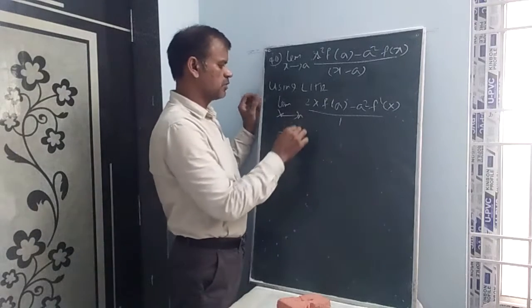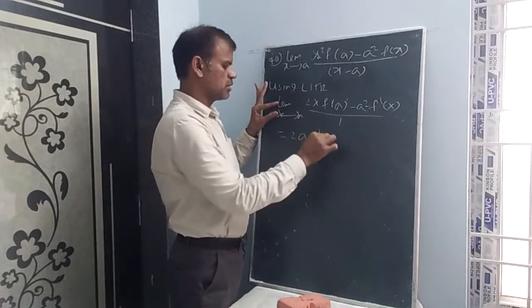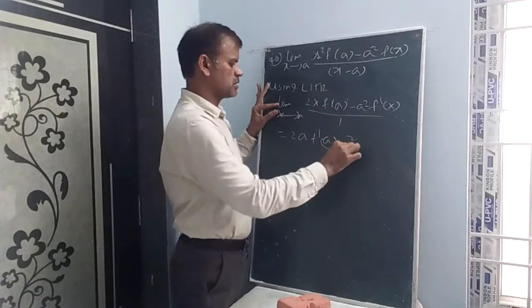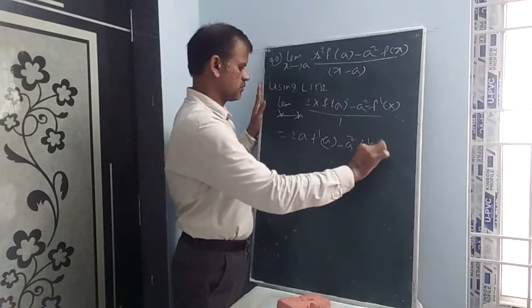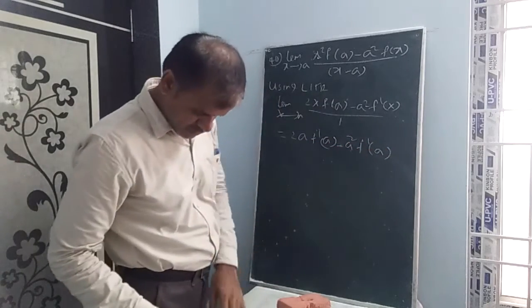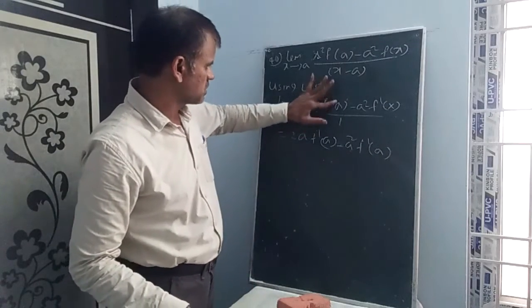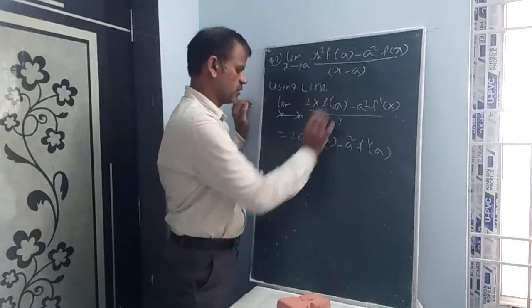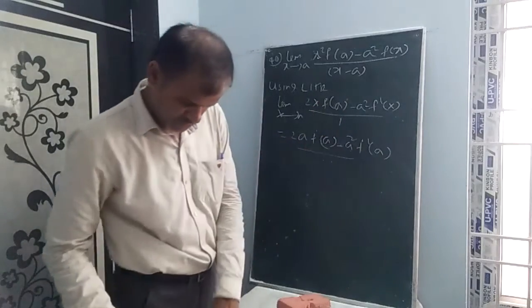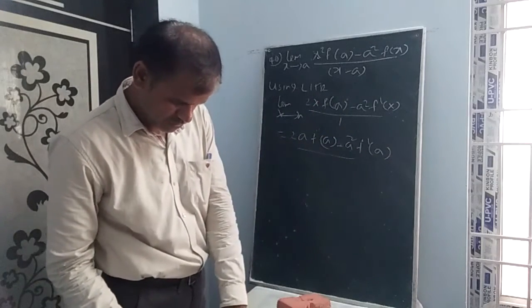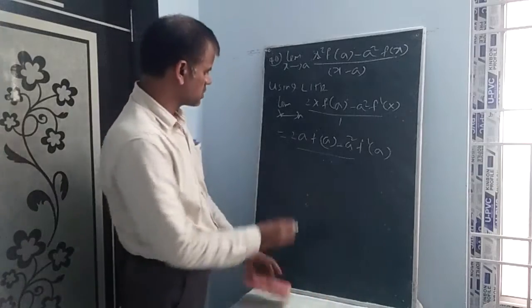Now substitute the value instead of x. 2a into f dash of a minus a square into f dash of a. 2a into f of a. Not this, it is f dash; simply f of a. That's all. This is the answer directly. AIEEE 2011 bit. Very good bit. 39 question.